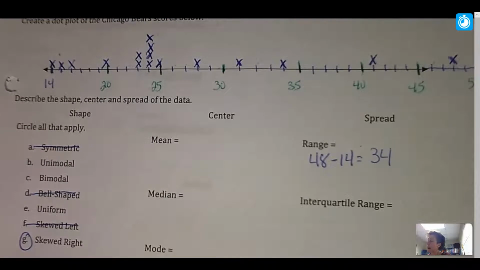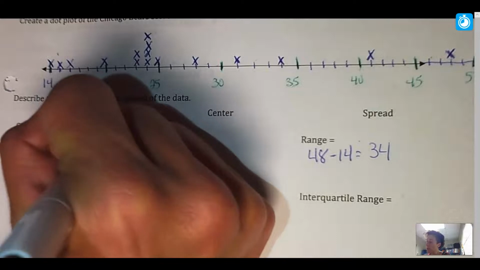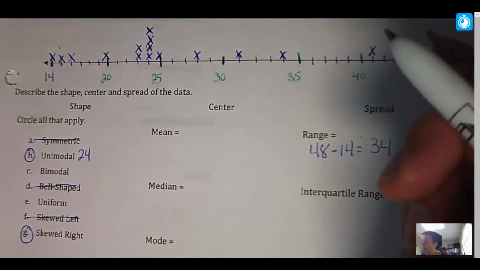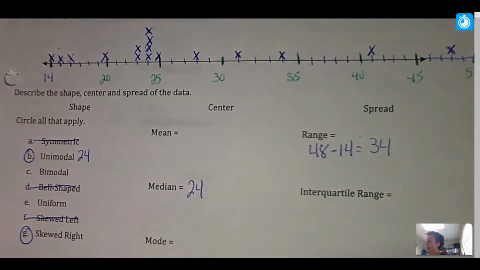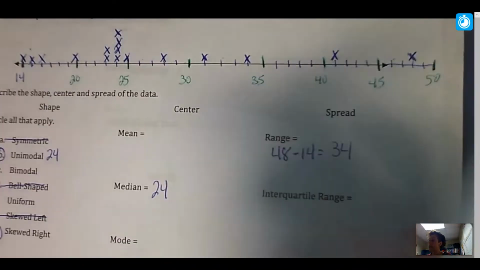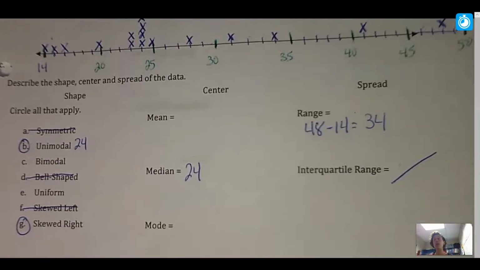Now I want to talk about how many modes there are. I just see one mode. It's unimodal. That happened to be 24, which now I could actually answer, what is my median? 24. My interquartile range, we can't answer this because we actually did not make a box and whisker plot out of it. We could have, but we did not do that. So we'll deal with that later.